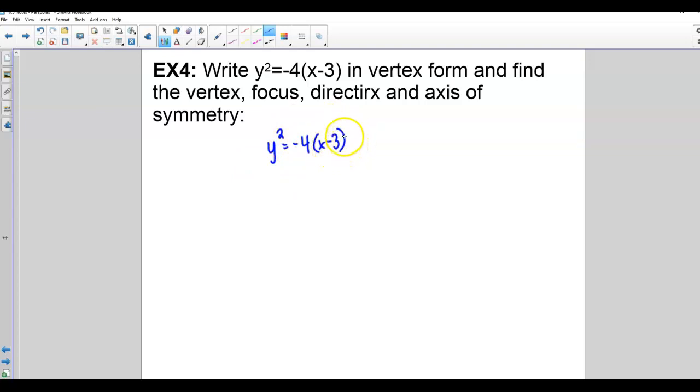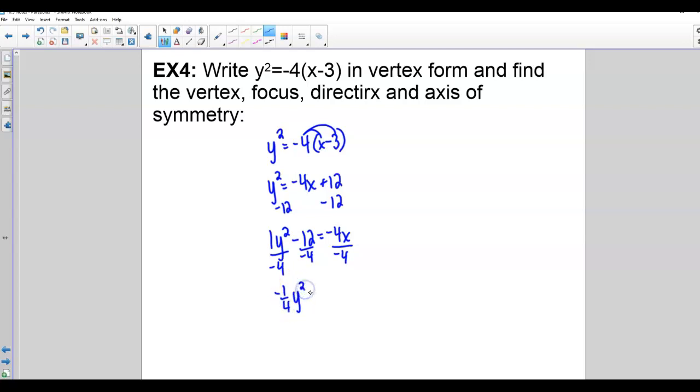There's a few ways you could solve this for x. I would distribute here first. So I'd get y squared equals negative 4x plus 12. Then you could subtract your 12. So you got y squared minus 12 equals negative 4x. And then you could divide by that negative 4. And so you would get negative 1/4 y squared plus 3 equals x. And actually, I like writing the x on that left-hand side, so let's do this.